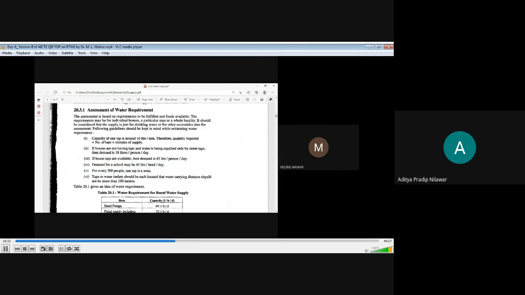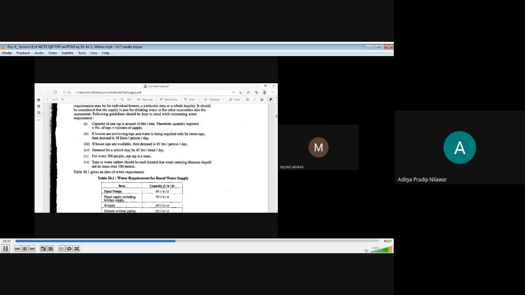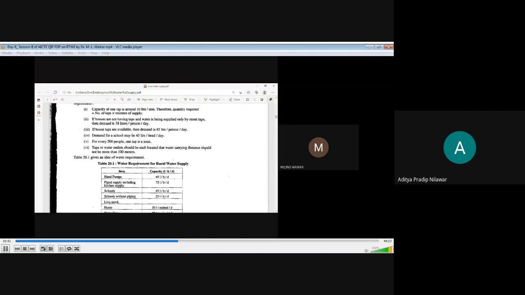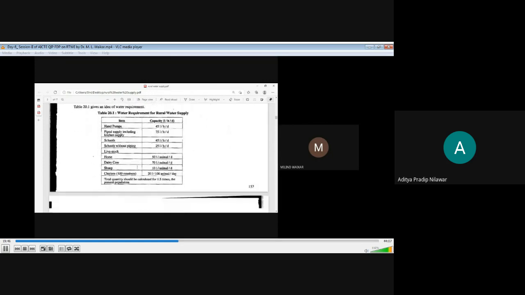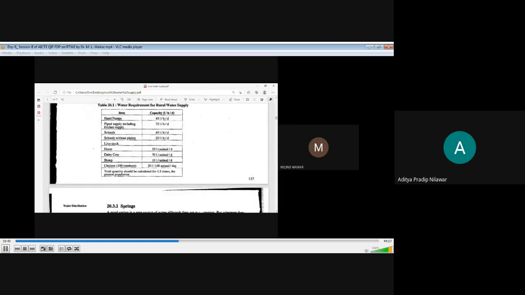In general, in case of the street taps, at least for 200 people, we can have one tap. And taps or water outlets will be located such that water carrying distance should not be more than 100 meters. Otherwise, there will be inconvenience to the population, and sometimes there will be quite a few losses also. Now, the table displayed before you is the general water requirement criteria for rural water supply. The item hand pumps: 45 liters per head per day.